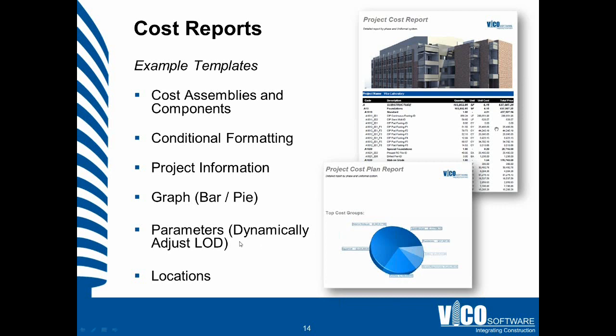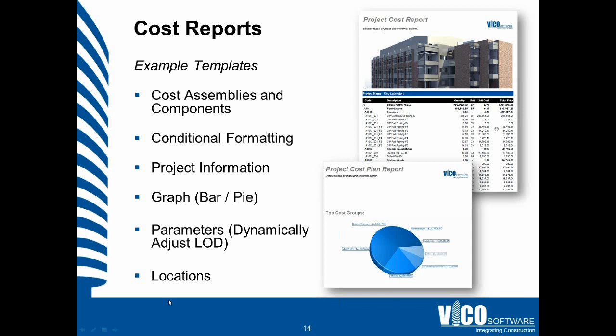A very cool thing that you can do with the report designer as well is include parameters which makes your report more dynamic. So instead of creating a snapshot, you can adjust the content of your report while you're generating it. So during runtime of the report, you adjust, for example, the level of detail that you want to include. And then the last topic that I'd like to share for the cost reports is how you can include the cost by location as well.